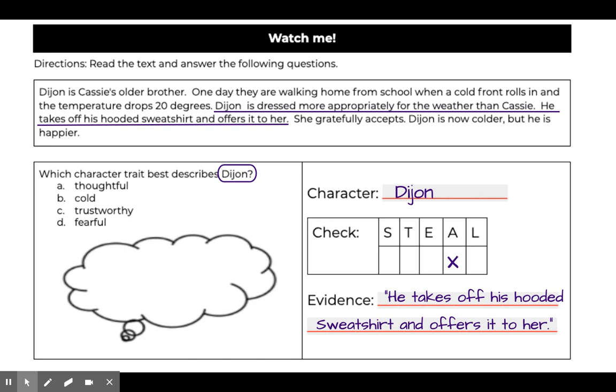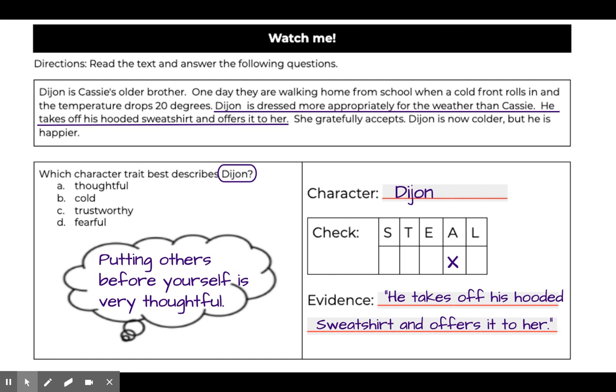So now that I have my evidence from the text, I need to use my schema, that is my background knowledge, to infer something about Dejan. So what do I think or what do I know about someone who would do something like this? It's really cold outside, and he would think of the other person with him, take off his sweatshirt, which is keeping him warm, and give it to her. So the thing that I come up with is putting others before yourself is very thoughtful.